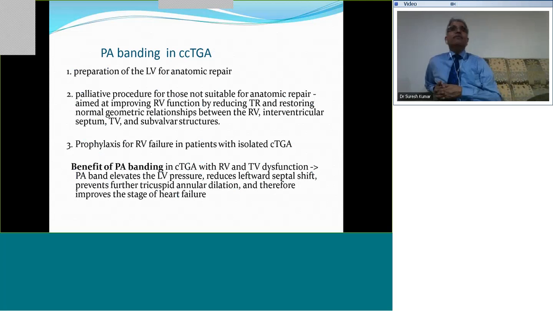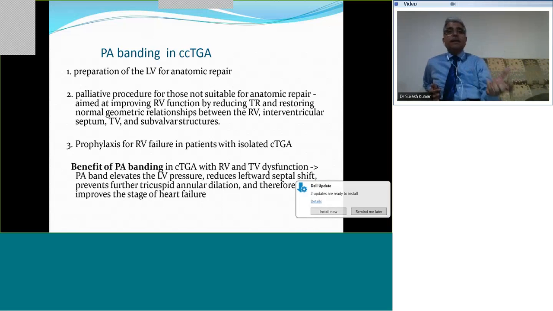I said we need to discuss PA banding. We need to band the PA if you want to prepare the ventricle for anatomic repair, just as in late presenting DTGA, you would band the PA to train the left ventricle. If you want to do a double switch after infancy or in a situation where there is no large VSD or VSD PS, you need to train the ventricle. So then you put a PA band.